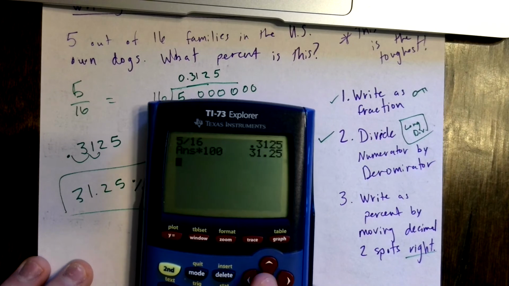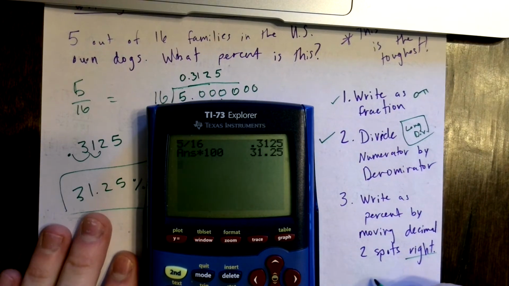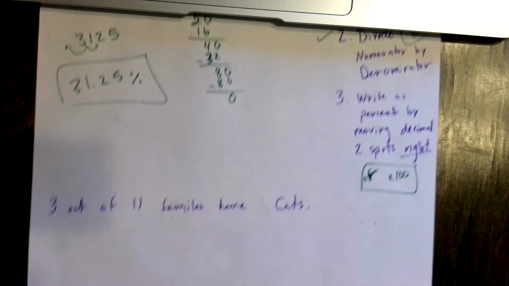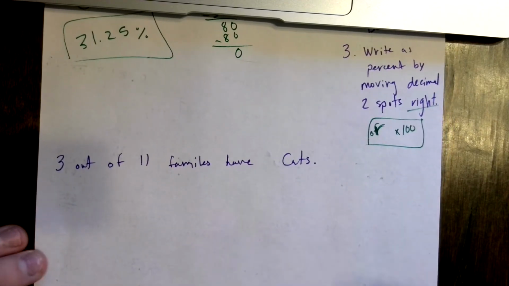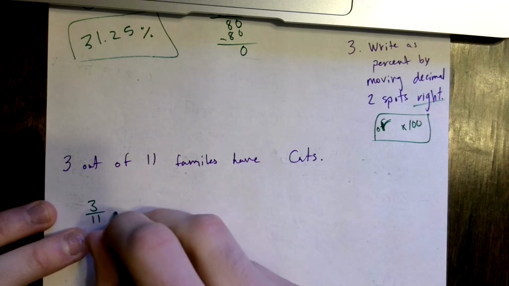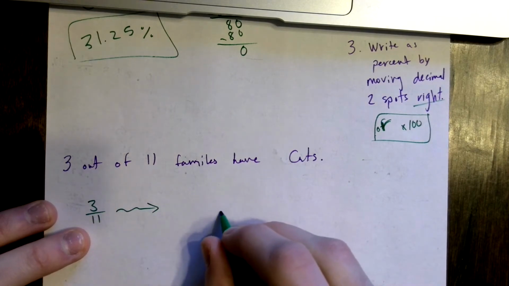That's another way to think about this. Once you get that decimal, we're really just timesing it by 100 to make it a percentage. We got another one here. 3 out of 11 families have cats. Let's set it up, start as a fraction, and then move on to our long division.